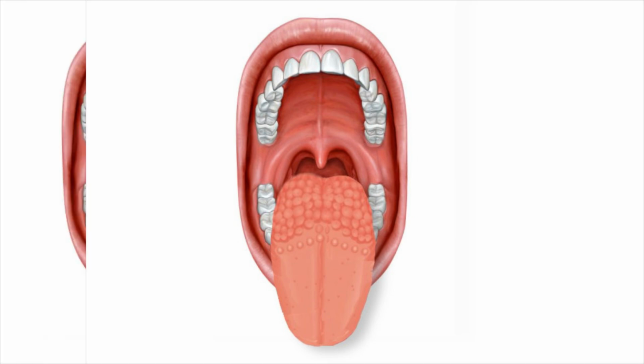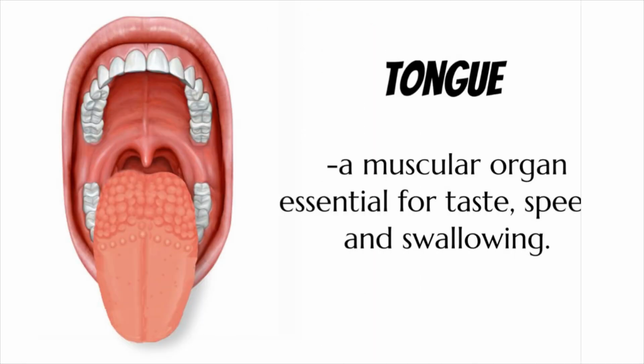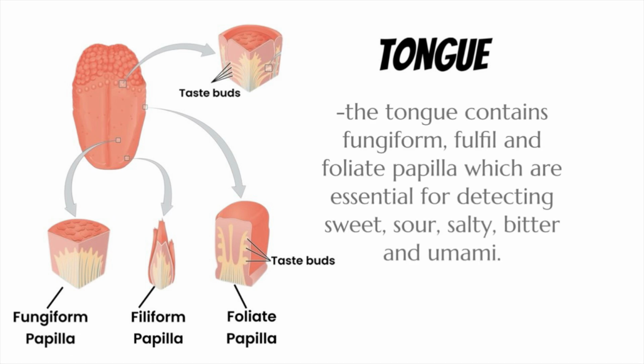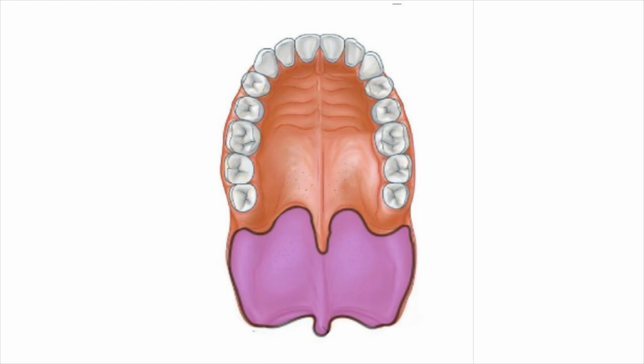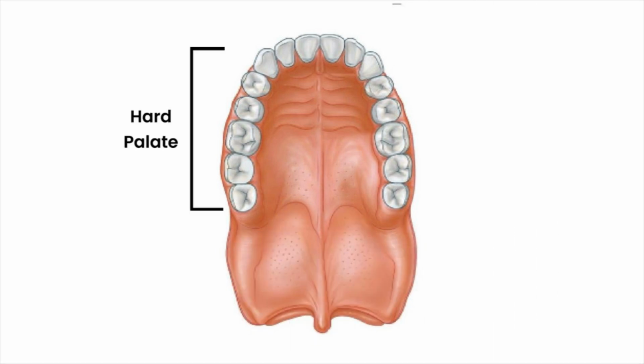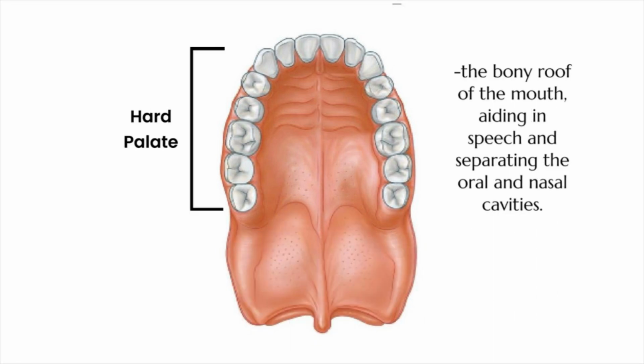Now let's move on to the tongue, which is essential for taste, speech, and swallowing. The tongue contains fungiform, filiform, and foliate papillae that house the taste buds for detecting sweet, sour, salty, bitter, and umami. The palate can be divided into two parts. The soft palate, which is the area that is flexible and helps close off the nasal passage while swallowing. And the hard palate, which is a bone structure which separates the oral and nasal cavities.